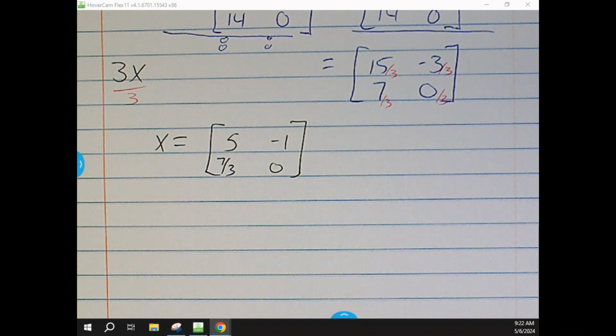Okay, so as far as all the addition and subtraction, scalar multiplication, and solving, that's everything we're looking at. I think we will wait and save multiplication for tomorrow, because we have plenty of time.